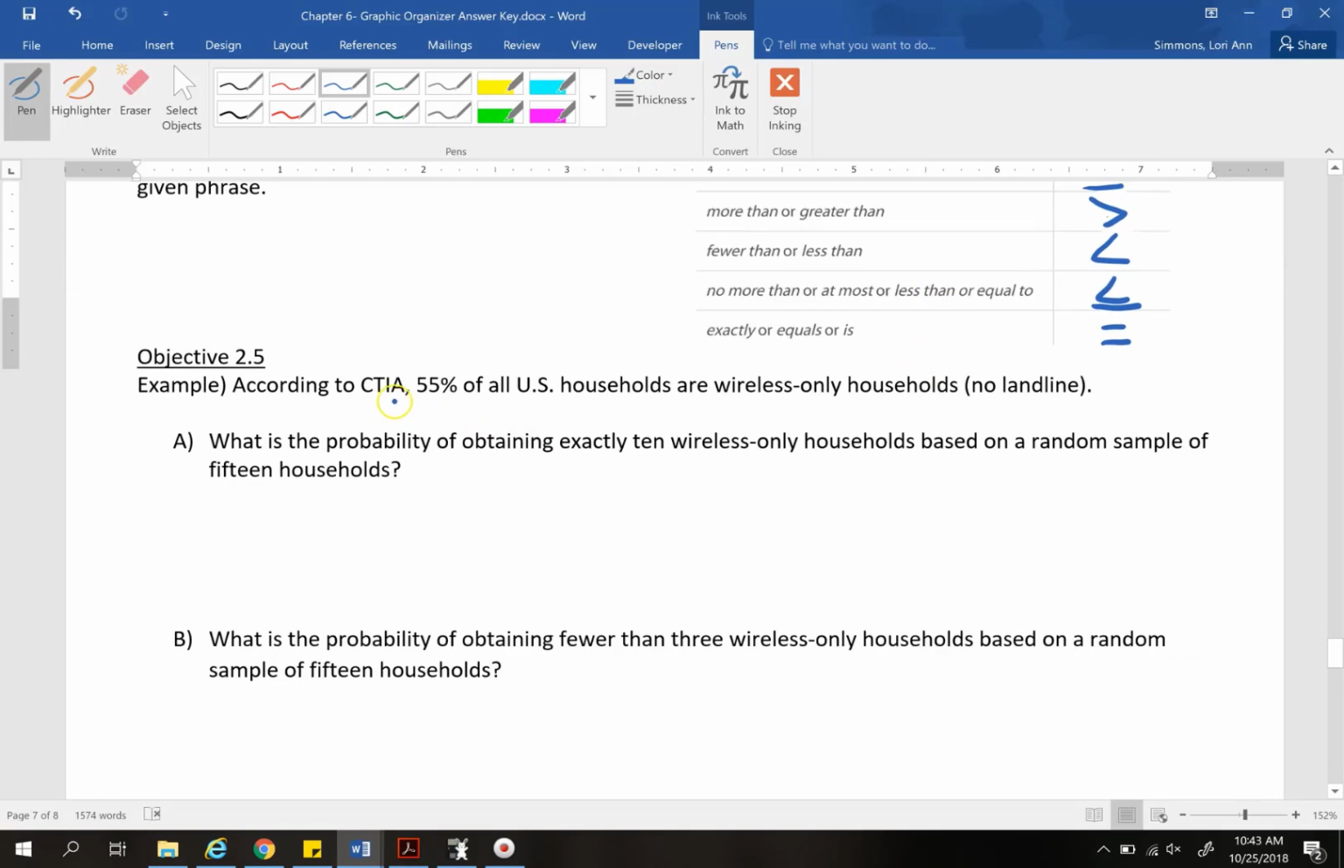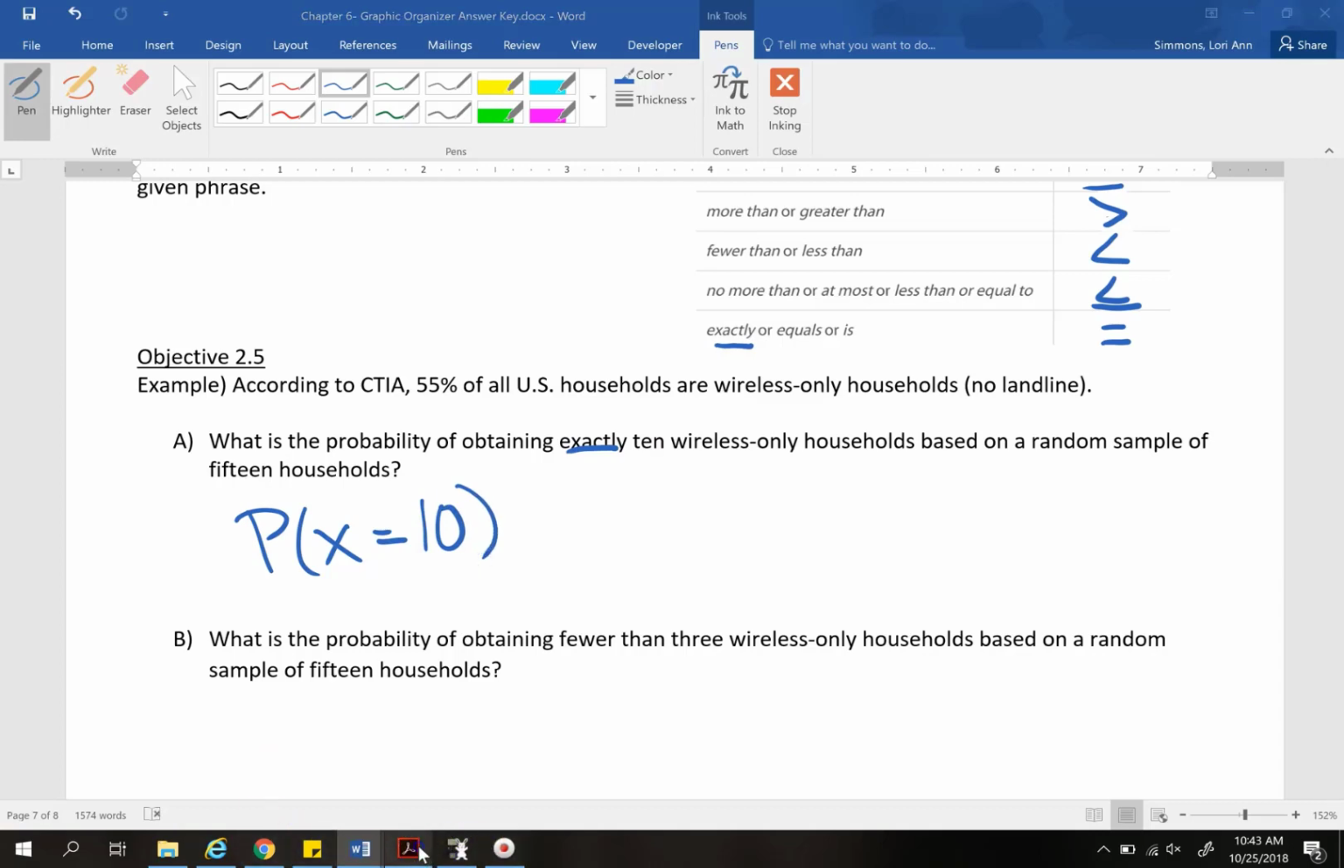According to the CTIA, 55% of all U.S. households are wireless-only households, no landline. What is the probability of obtaining exactly 10 wireless-only households based on a random sample of 15 households? So the keyword here is exactly. You can match it up here. So that means equals 10.